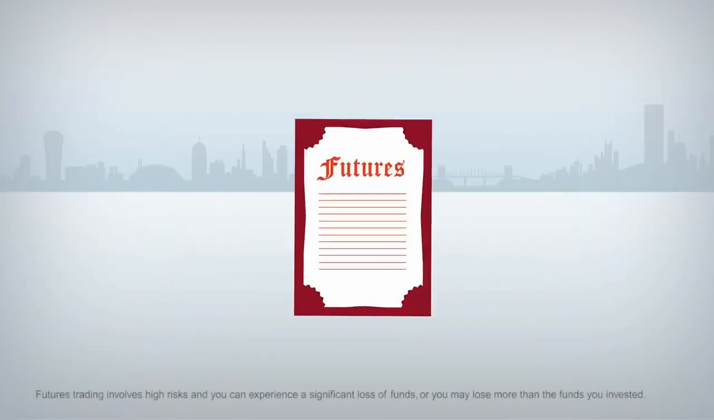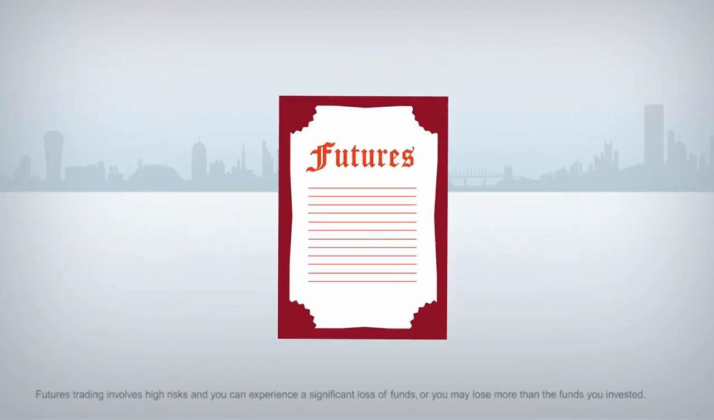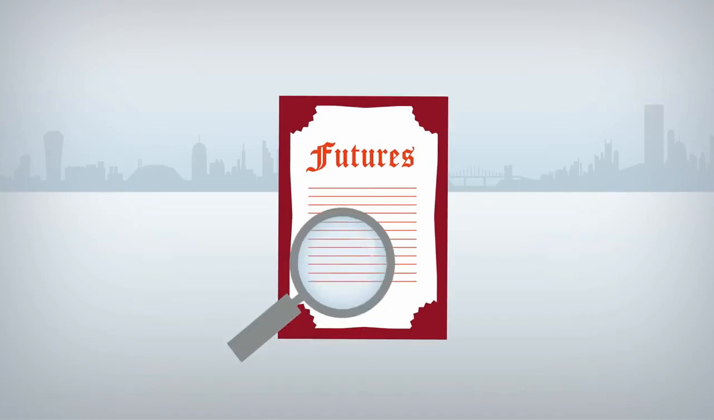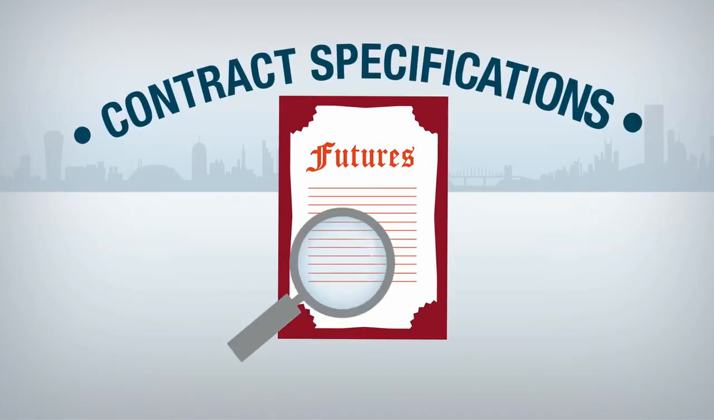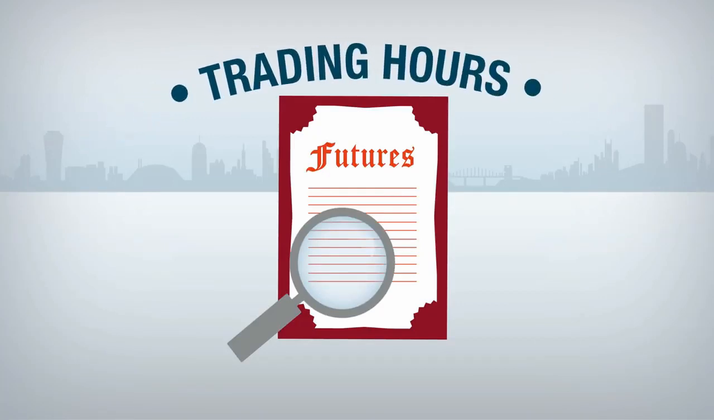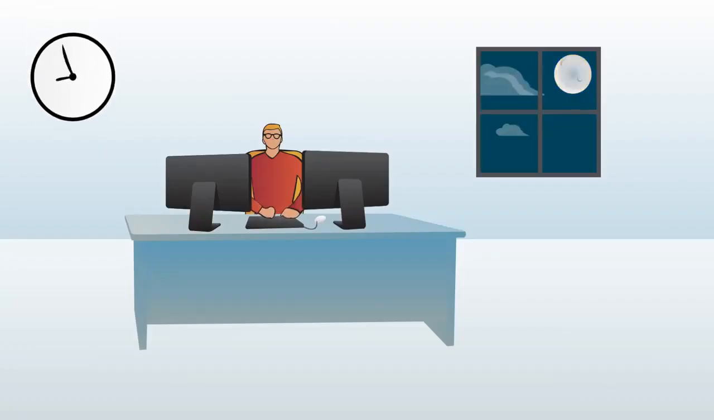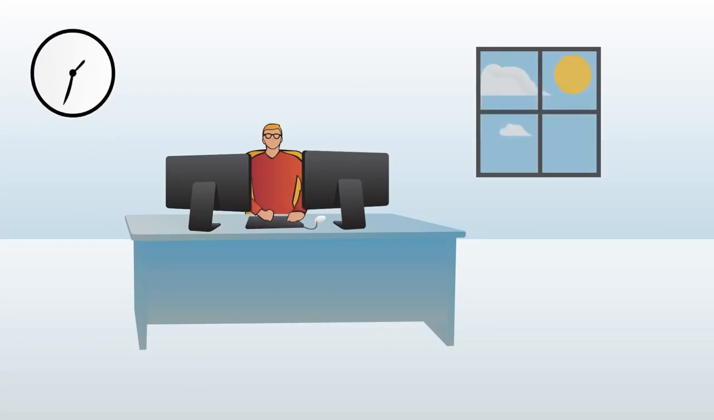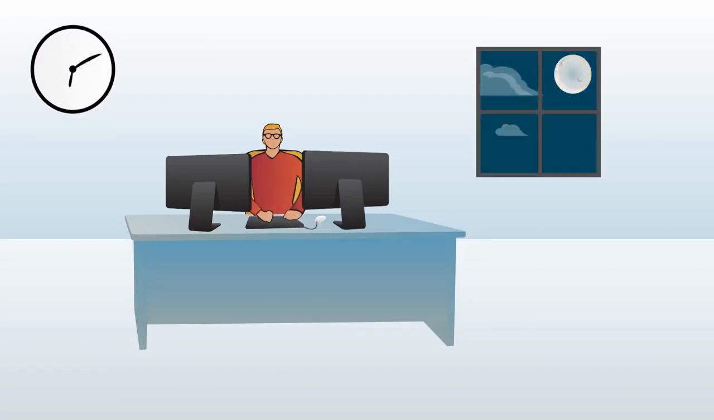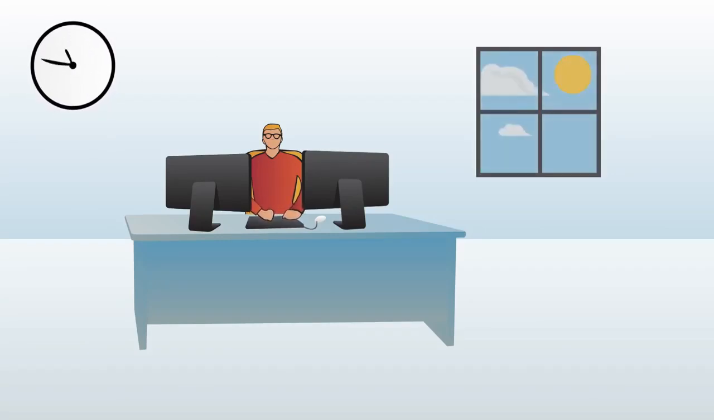Now that you know how a futures contract is used, let's look at 5 key components of a contract. These are also known as standard contract specifications. First, there's trading hours. Futures markets are open virtually 24 hours per day, 6 days per week. However, each product has its own unique trading hours.